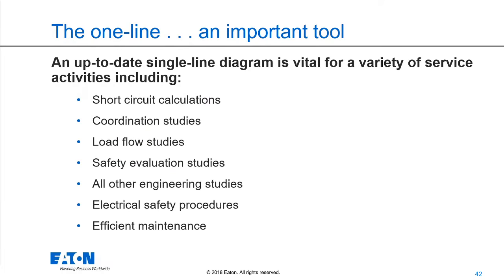But we know that the NEC requires us to do short circuit studies, and it requires us to do coordination studies. And to do that, I need an accurate single line diagram. An up-to-date single line diagram is vital for a variety of service activities, which include short circuit calculations, coordination, load flow studies, safety evaluation studies, and all other engineering studies that you're going to possibly do on a power distribution system. You really need a single line diagram, and for your electrical safety procedures and maintenance, as we covered in 70E and 70B.